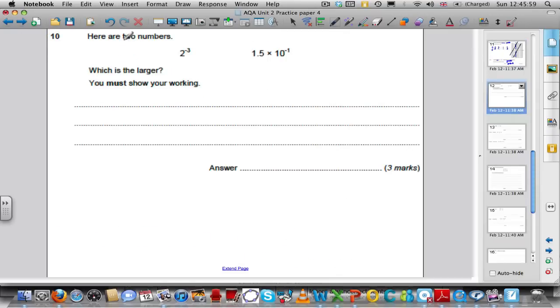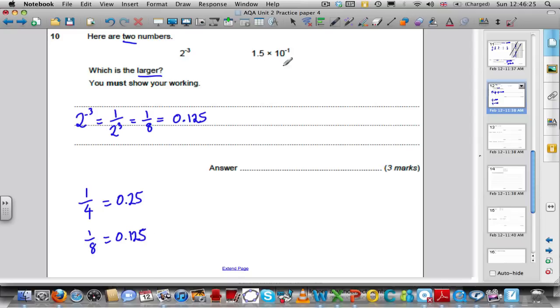Question 10. Here are two numbers. Which is larger? Well, 2 to the minus 3 means 1 over 2 to the positive 3, which is 1 over 8. You should know the decimal of 1 over 8 is 0.125. How could I get there? Well, you know a quarter is 0.25, so an eighth is a half of that, which is 0.125.